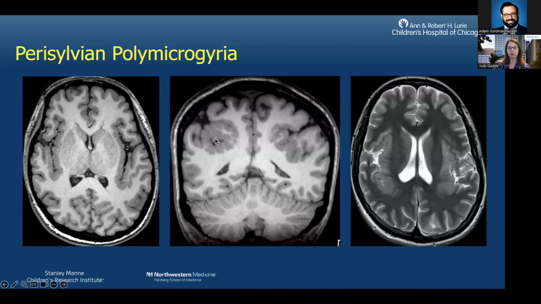So here on the coronal, I think it makes it look a little more obvious that these are way too many gyri, and again, is that lumpy bumpy and pretty symmetric bilateral, and we can again see that on the axial T2.